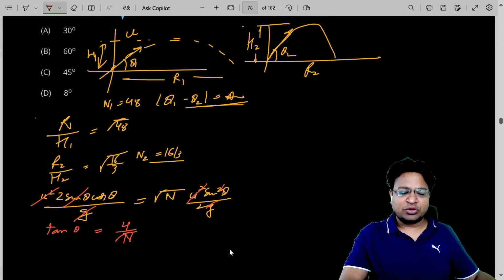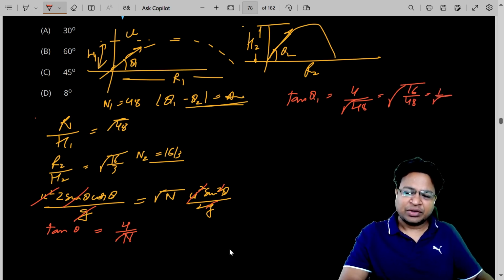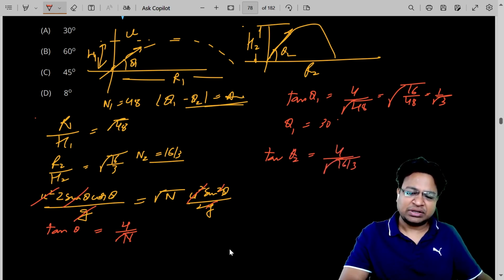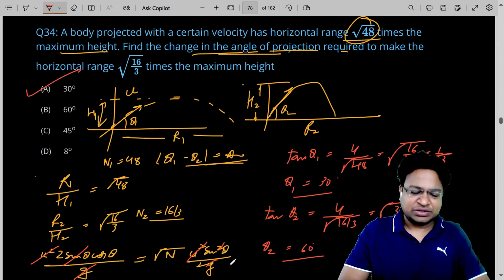I'm going to use this formula twice. In the first case, tan theta 1 will be equal to 4 divided by root of 48, which can also be written as root of 16 by 48, which will become this. So theta 1 is 30 degrees. In the next case, tan theta 2 is equal to 4 divided by root of 16 by 3, which becomes root 3. So theta 2 is 60 degrees, and therefore the difference of the two angles is 30 degrees. So option A would be the right answer.